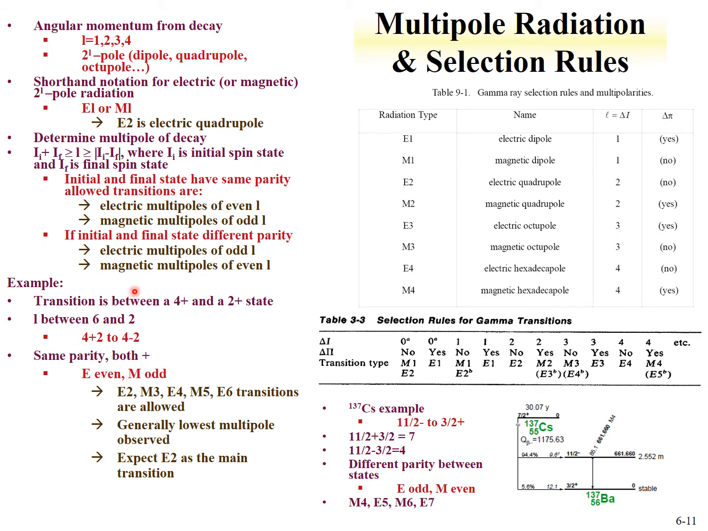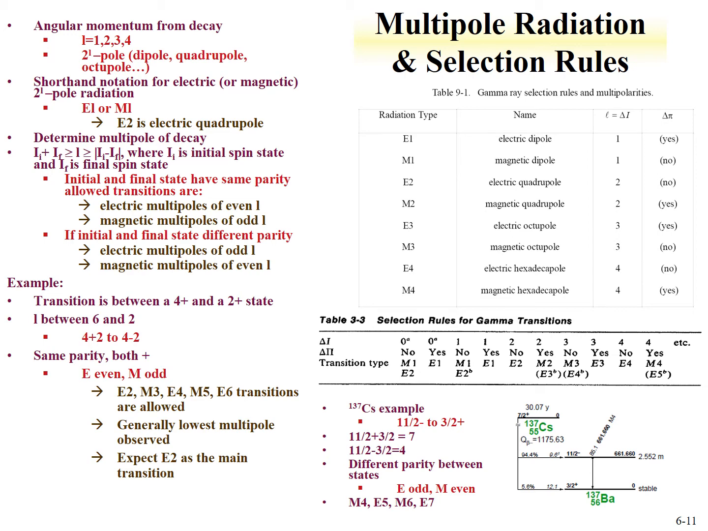So 2 will be an E, E2, M3, E4, M5, E6. Those are the allowed transitions, and generally speaking, the lowest multipole transition will be observed. So one would expect to see an E2, an electric quadrupole transition. We can see here the electric quadrupole will have a spin change of 2, which is what we predict, and no parity change. So we can actually get this out of the table. Again here's another table where we have an electric quadrupole, spin change 2, no parity change.